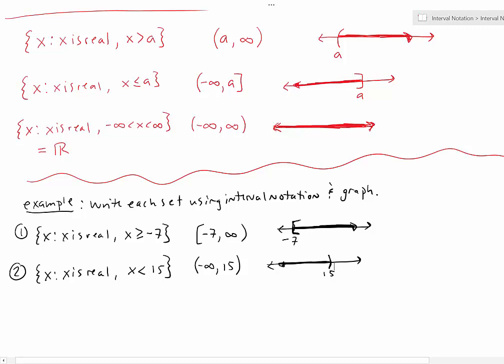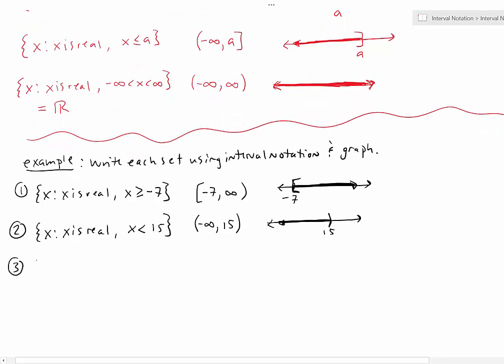All right. And then finally, let's just say x is real. And that's it. That's a whole set. There's no restrictions. That would mean in interval notation it'd just be all the real numbers, from negative infinity up to infinity. Don't include those endpoints, put parentheses, and then you just draw a real number line. It's everything.